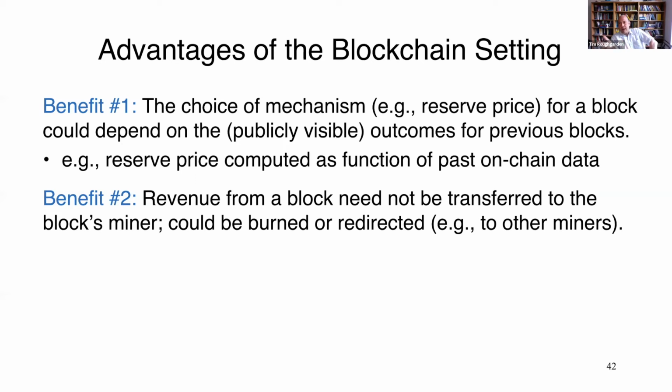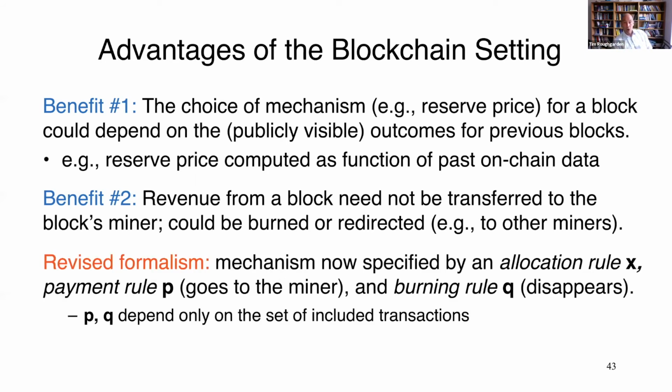So for example, to miners of future blocks, if there was a reason to do so. And actually we'll see shortly, there's a very good game theoretic reason to send some revenue not to the miner of a block, but either to burn it or to send it to miners in the future. Okay. So that means we're actually going to be looking at three things, not just an allocation rule X, a payment rule P, that goes to the miner. We're also going to have another burning rule Q, which is fees paid by the users that do not go to the miner of a block, for example, that are burned or sent elsewhere.